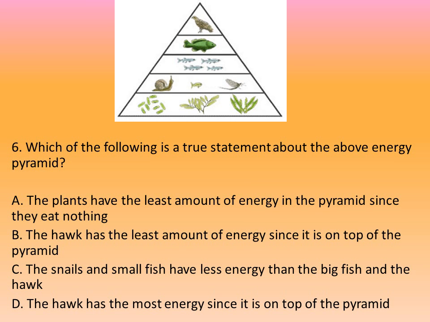Which of the following is a true statement about the above energy pyramid? A, the plants have the least amount of energy in the pyramid since they eat nothing. B, the hawk has the least amount of energy since it is on the top of the pyramid. C, the snails and small fish have less energy than the big fish and the hawk. D, the hawk has the most energy since it is on top of the pyramid.